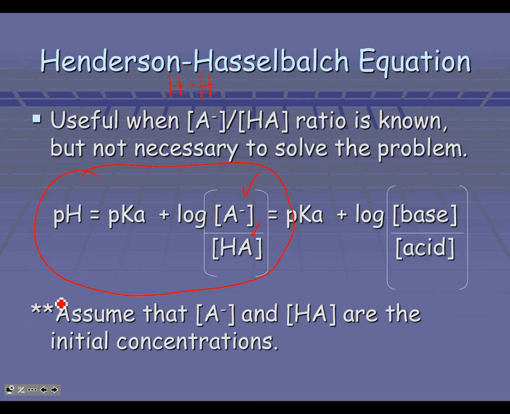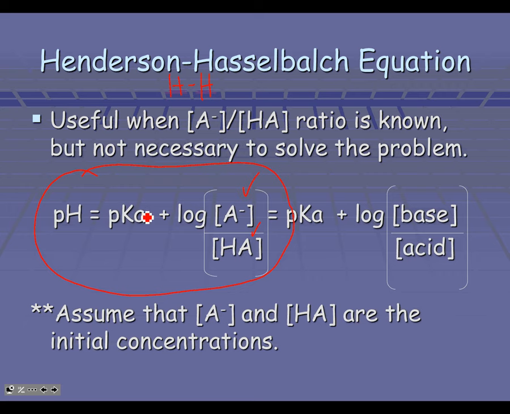We are going to assume that the A- and the HA are the initial concentrations, which is okay, because remember in the ICE chart, when we were doing those previous problems, we crossed out the change. And so our initial concentration did become our equilibrium concentration. So it is perfectly acceptable to do that.